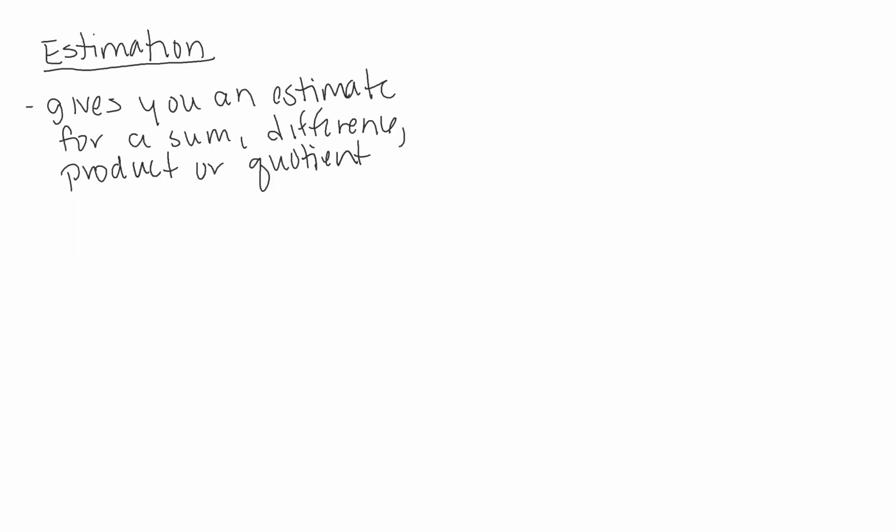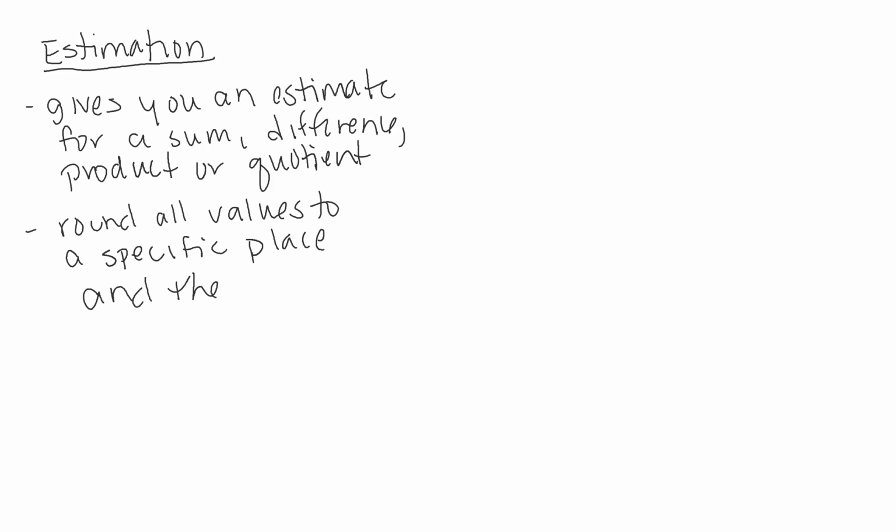Estimation also happens a lot at the grocery store. You go into the grocery store, you've got a $20 bill you want to spend to get your dinner. You want to make sure you don't go over so you have plenty of money for taxes. Okay, so a lot of times we'll estimate. And when we do that, a lot of times we estimate by rounding everything up, like to the next dollar. Okay, so we use estimation quite a bit. And basically what you do is you round all values to a specific place and then perform the operation.